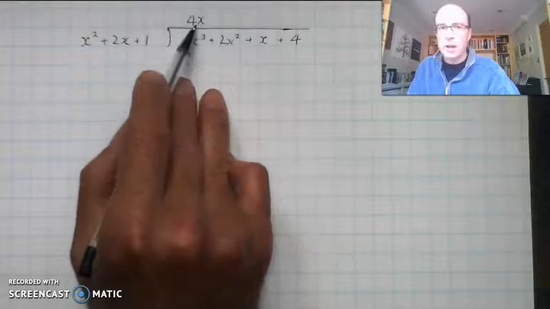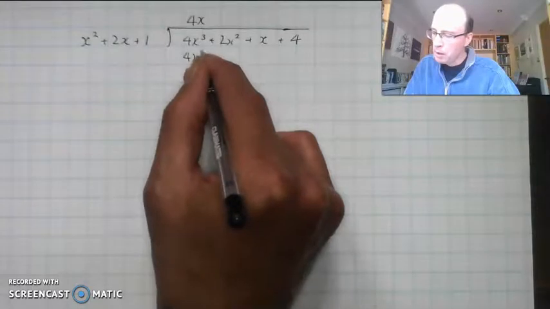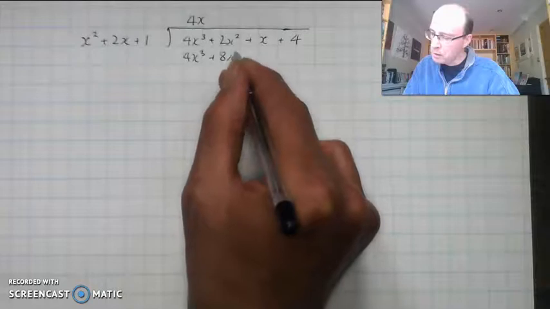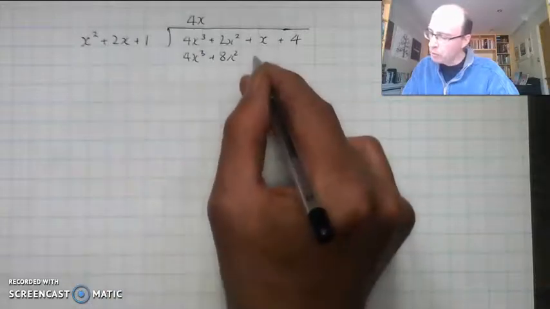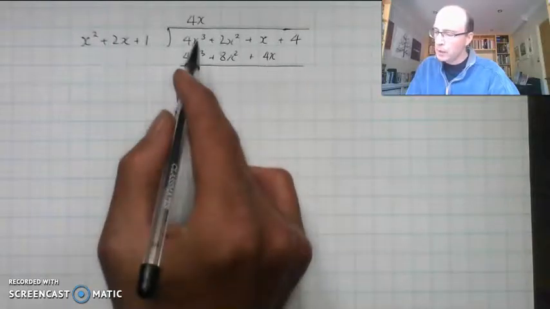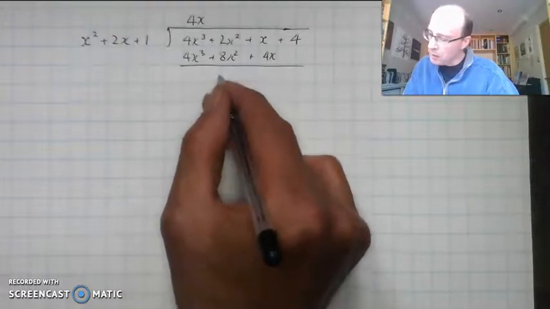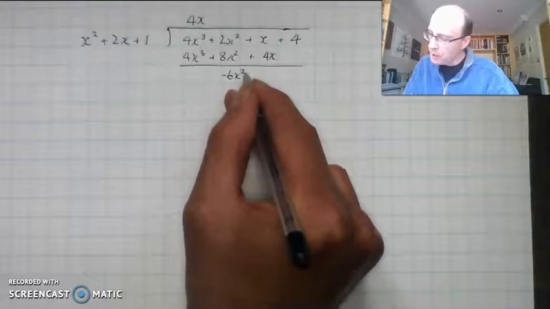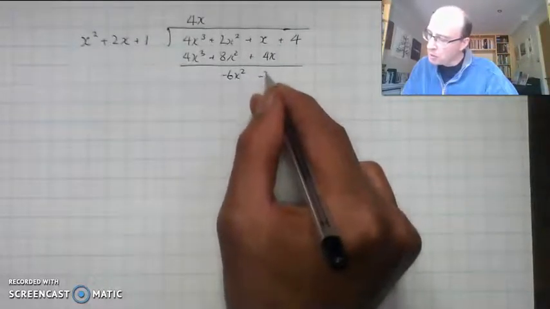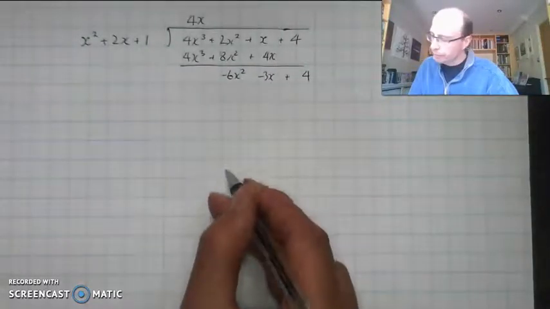So 4x, I'm going to get 3 terms this time. I'm going to get 4x times x squared, which gives me 4x cubed, plus 8x squared, and plus 4x. I can do my subtraction. So my cubic terms are going to disappear. I've got 2x squared take away 8x squared, so that's going to give me minus 6x squared. x take away 4x is going to give me minus 3x, and then I'm going to bring down my 4.